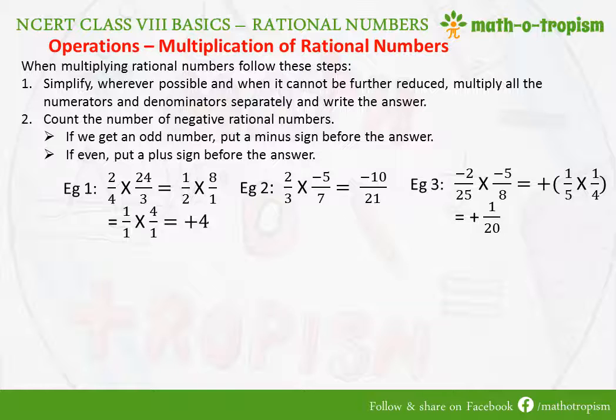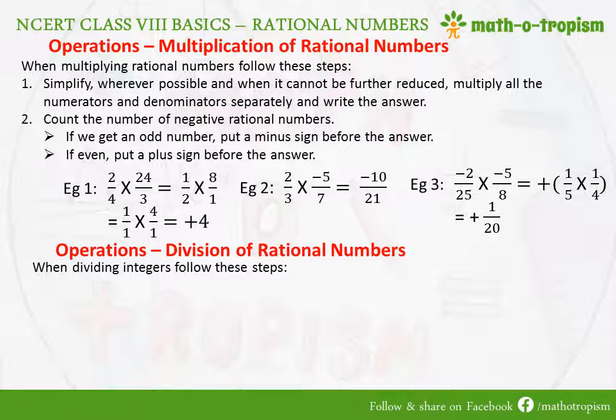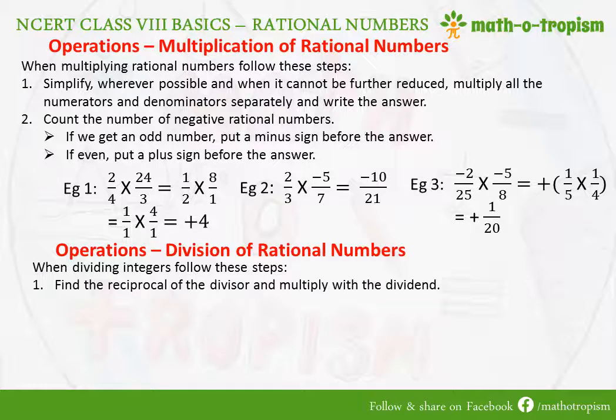Next, going to division of rational numbers. Here again we will follow some simple steps. The first will be that we will be finding the reciprocal of the divisor and multiply it with the dividend. What do you mean by reciprocal? Reciprocal is nothing but, given a rational number, the numerator becoming the denominator and the denominator becoming the numerator. So for example, if 2 by 3 was given, then the reciprocal will be 3 by 2.